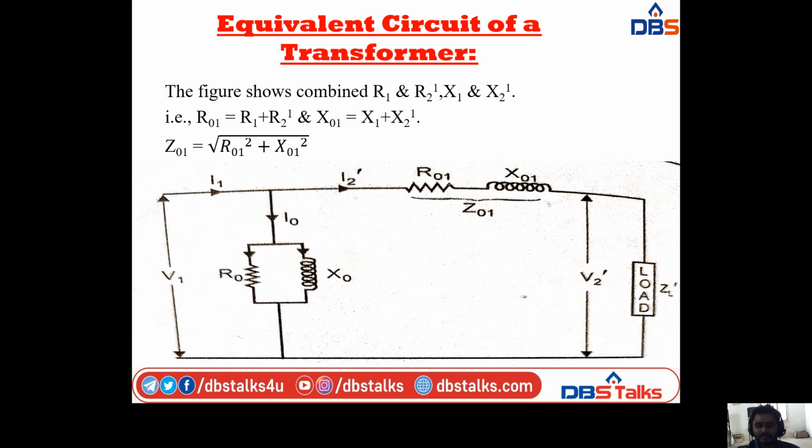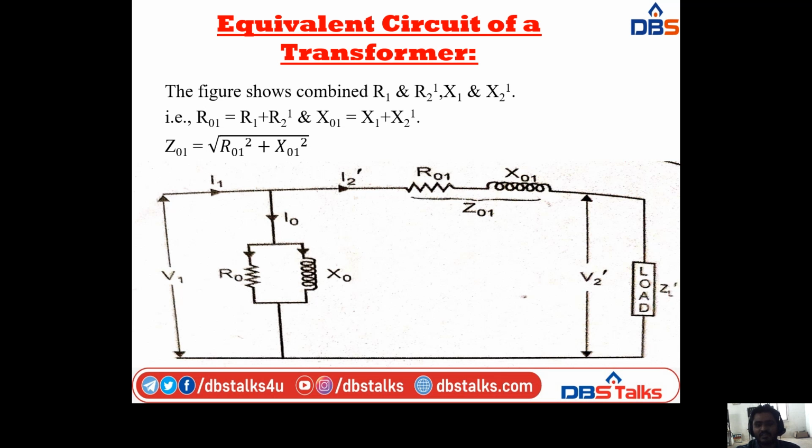So previously in the diagram we had separate R1, R2 dash, X1 and X2 dash, but here I am combining R1, R2 dash and X1, X2 dash. So R1, R2 dash is combined as R01 and X1 and X2 dash is combined as X01. So that is R01 is equal to R1 plus R2 dash and X01 is equal to X1 plus X2 dash. So from these we are writing Z01 is equal to root of R01 square plus X01 square. So that is, impedance is the combination of resistance and reactance. So here Z01 is equal to root of R01 square plus X01 square.